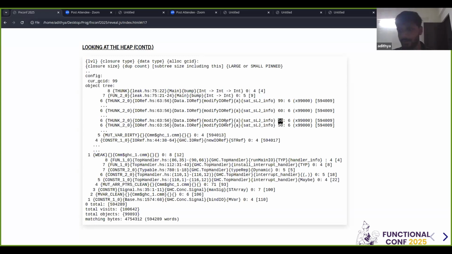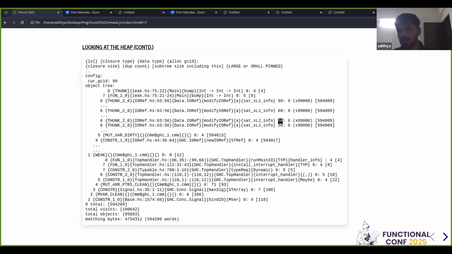You have some information attached to this leak, like the modifyIORef that comes from Data.IORef. So you have some hints attached to this closure that has been very long living. And your job now is to go back to the code and figure out, okay, this has the leak. So where is it? And you can fix the leak.